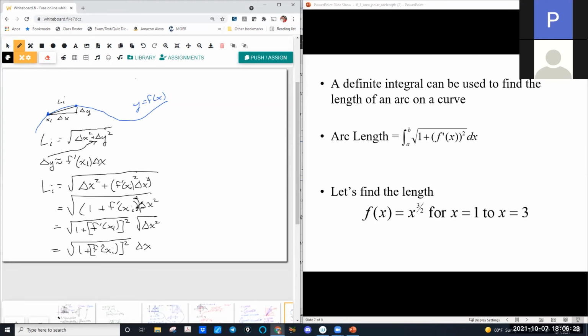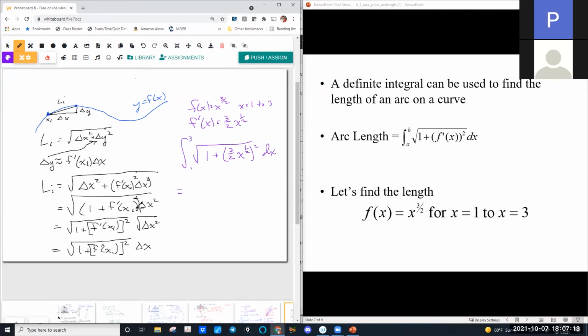So how do you use it? Well, let's take a look. Our f of x is x to the 3 halves, and we're going from x equals 1 to 3. And here's the biggest thing, and I see it all the time: some people forget to take the derivative first and just plug in f of x. So find your f prime first. It equals 3 halves x to the 1 half. That gets plugged into the formula: the square root of 1 plus 3 halves x to the 1 half, squared, dx. And our limits are right here.